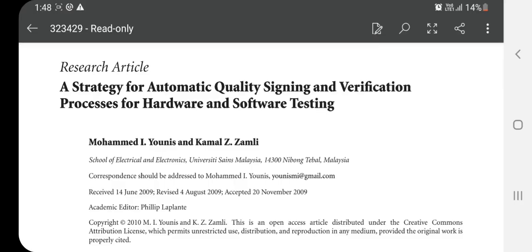I'm Ranjit, and this is my case study about a strategy for automatic quality signing and verification process for hardware and software testing. Abstract. Testing is required for both hardware and software in a production line. Here, the strategy is based on two processes: the quality signing process and the quality verification process. In earlier work, the proposed strategy is based on the integration of black box and white box techniques in order to derive an optimum test suite during the quality signing process.